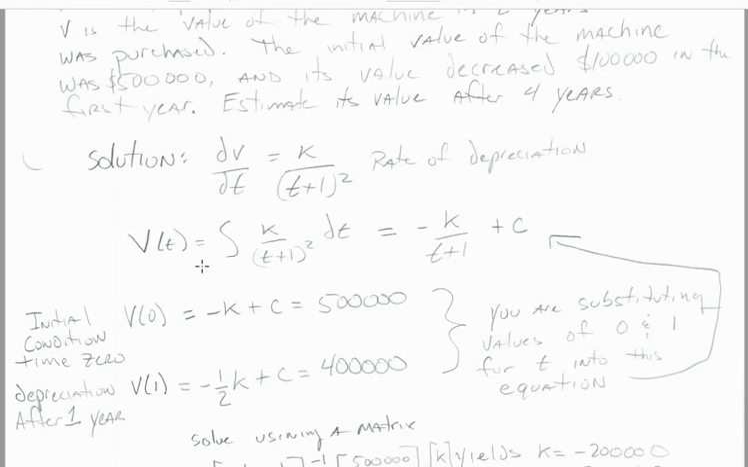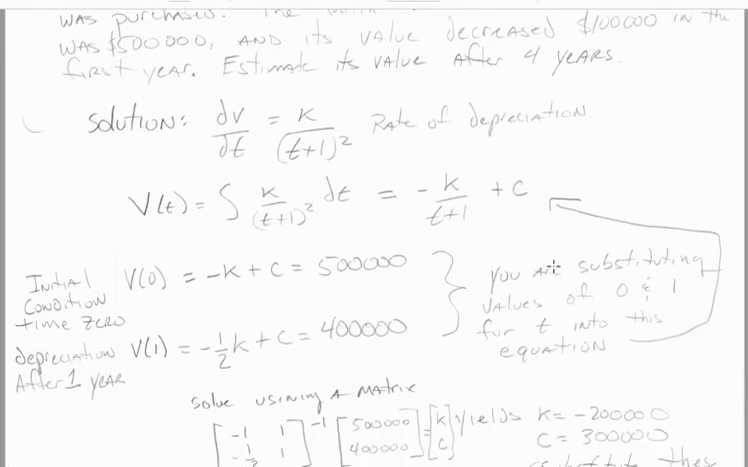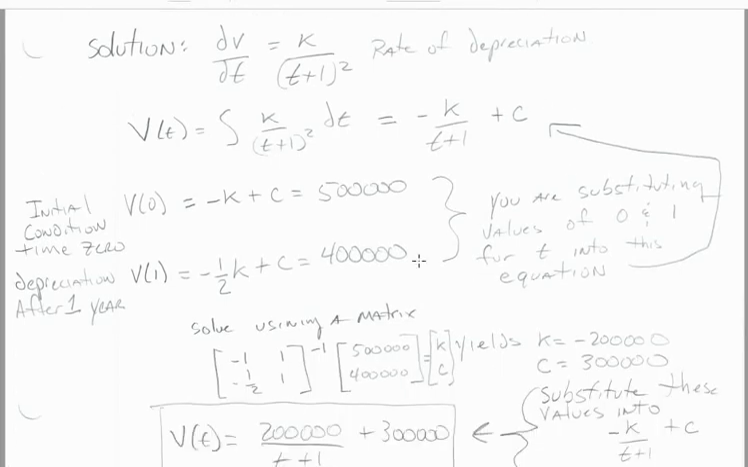Then we have to use those two initial conditions we just talked about. When time was 0, it's $500,000. When time was 1, it had depreciated $100,000, so it's $400,000. We substitute those initial conditions into our equation, negative k over t plus 1 plus c, because we have to find what c is. So we get negative k plus c equals 500,000, and negative 1/2 k plus c equals 400,000.